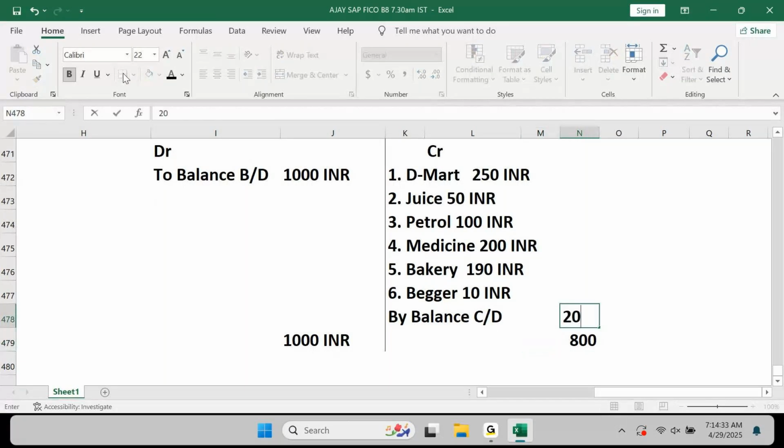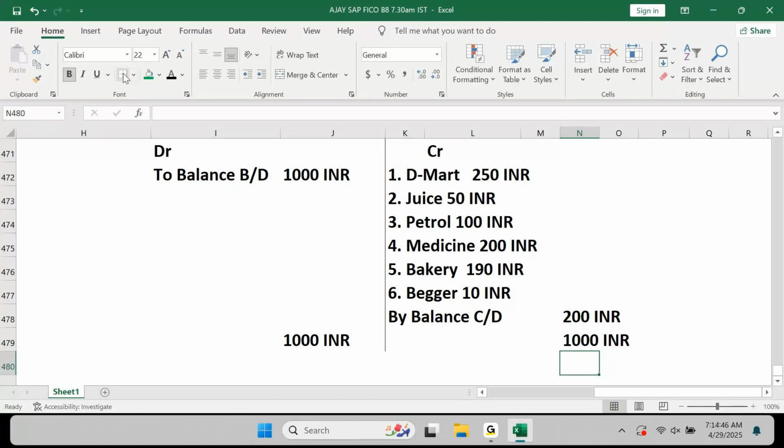Is this right? Yes. Now I need to make sure this is also becoming 1000, because we need to close the account on the higher side. If debit is the higher side, close it for 1000 rupees. If credit is the higher side, close it for the credit value. But in our example, we have debit as the higher side. Credit is only 800, debit is 1000. You need to close the account for 1000 rupees.